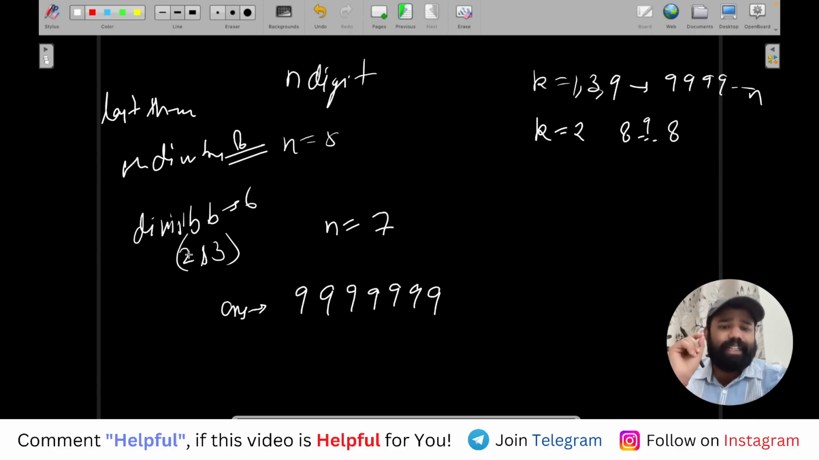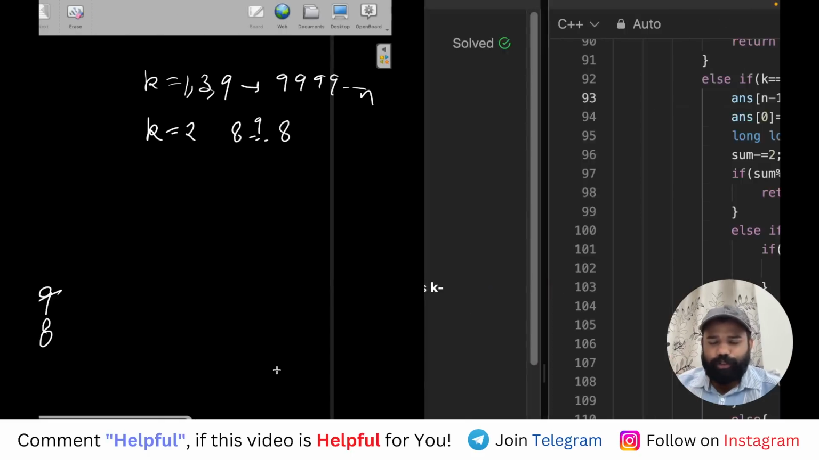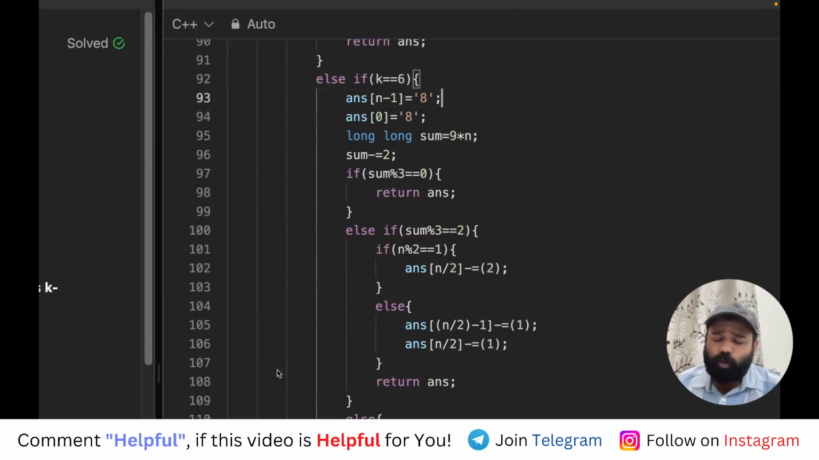So for handling this case, what I am doing is, first of all, currently this number is not divisible by 2 because first and last digits are 9. So first thing that I will do is, I will make it 8. So you can see, first to make it divisible by 2, I made the first number and the last number 8. First and the last number 8. This is what I did. Okay?